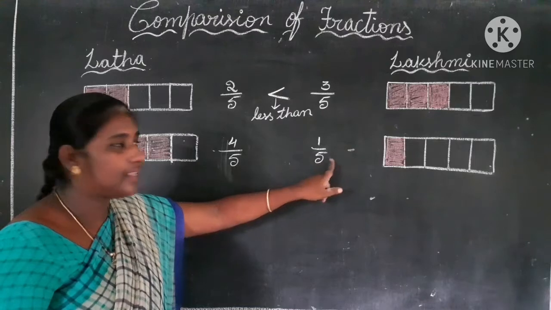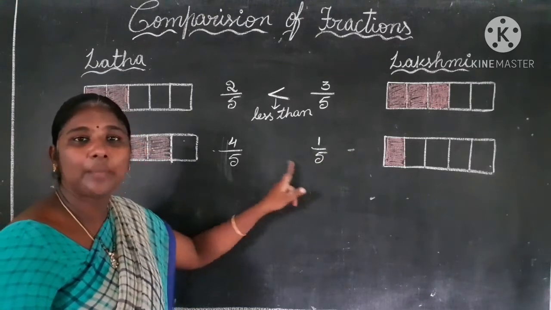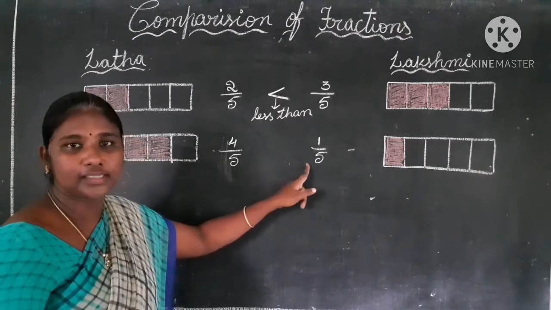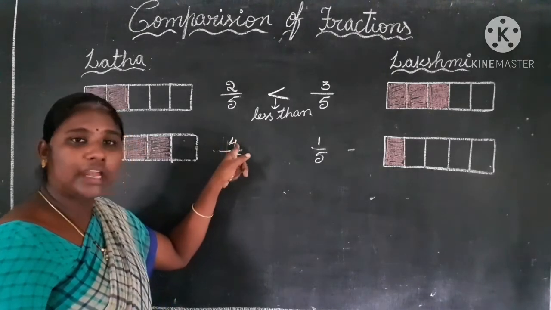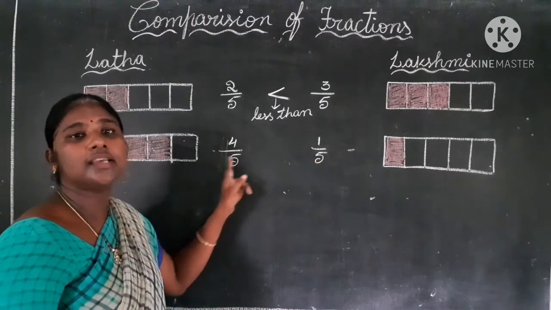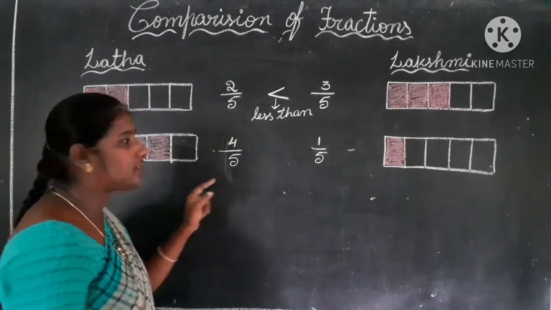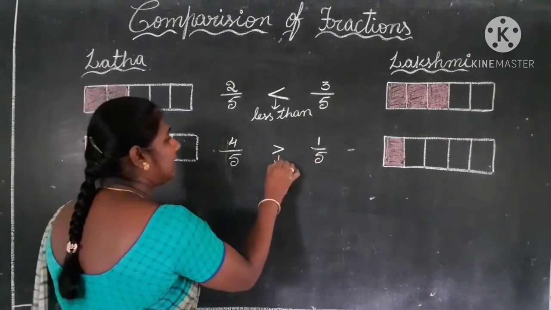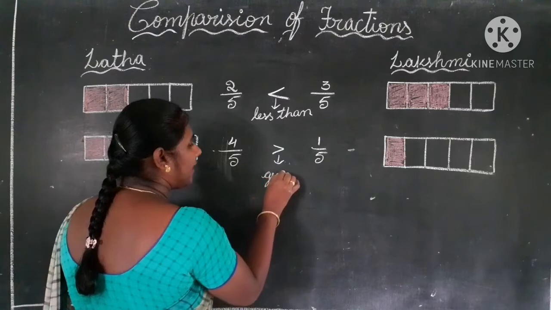How are we comparing? These two denominators are the same. Denominators mean they divided their chocolate bars into equal parts. In that, Lata ate 4 parts and Lakshmi ate 1 part. Then who ate more parts? Lata ate more parts. So 4 by 5 is greater than 1 by 5. It is greater than.